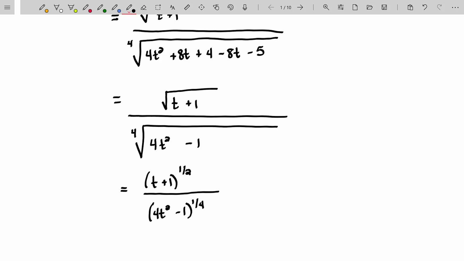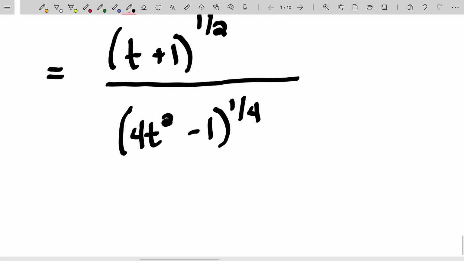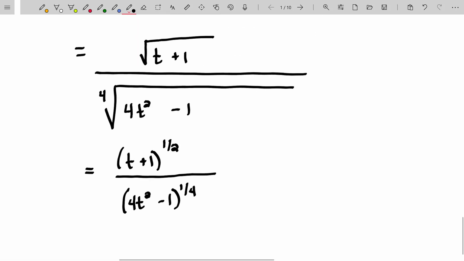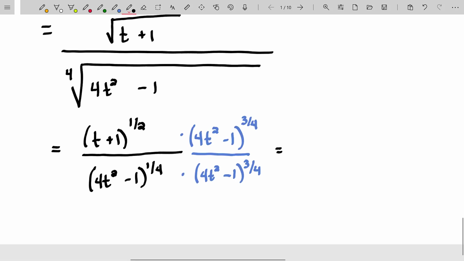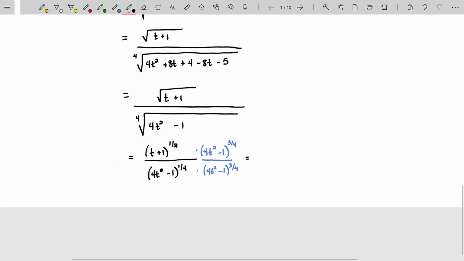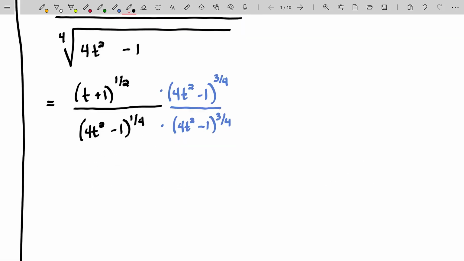And that's because you can actually see what you're going to have to add to that power in the denominator to force it to be a power of 1. You have to add 3/4 to it. So I'm going to multiply both numerator and the denominator by (4t² − 1) to the 3/4 power. Now I've run out of page here, so I'll just move to the right. In fact, maybe I'll move this thing up. And let's go ahead and do that multiplication.